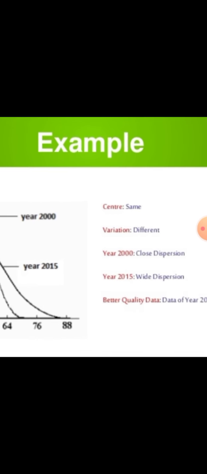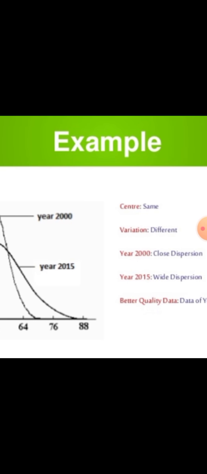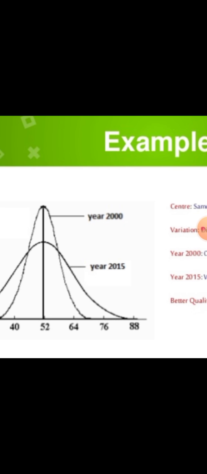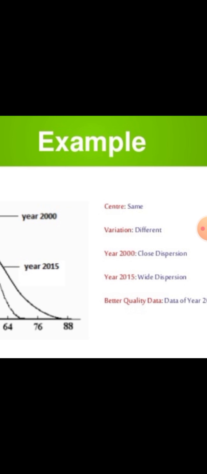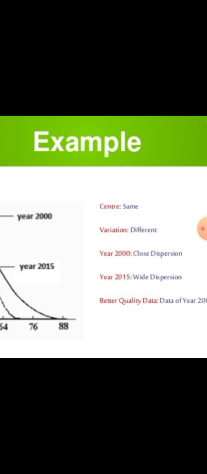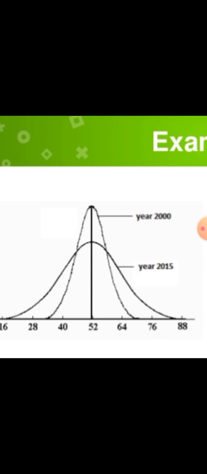Here in this diagram, we can see the examples for that. Here the center is the same and the variations are different. In the year 2000, there is close dispersion, and in the year 2015, we can see the wide dispersion. The better quality data is the data of the year 2000. So here in this diagram, we can see such variations in the curves.